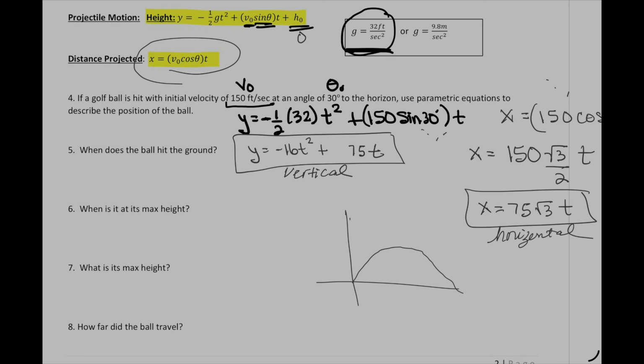When does the ball hit the ground? Well, here, right? That is going to happen when y is 0. So we're going to answer what t makes the y value 0, okay? And I can set this equal to 0, factor it, and solve. So what would this look like?